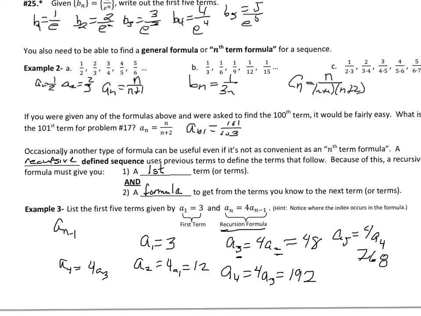Okay? Now, here's the deal. A recursive formula works best when you want to generate terms. If you want to generate the first 5 terms, the first 7 terms of a sequence, a recursive formula is best. Otherwise, if you're just finding the nth term, if you want to find the 70th term or the 65th term, the other types of formula work better.